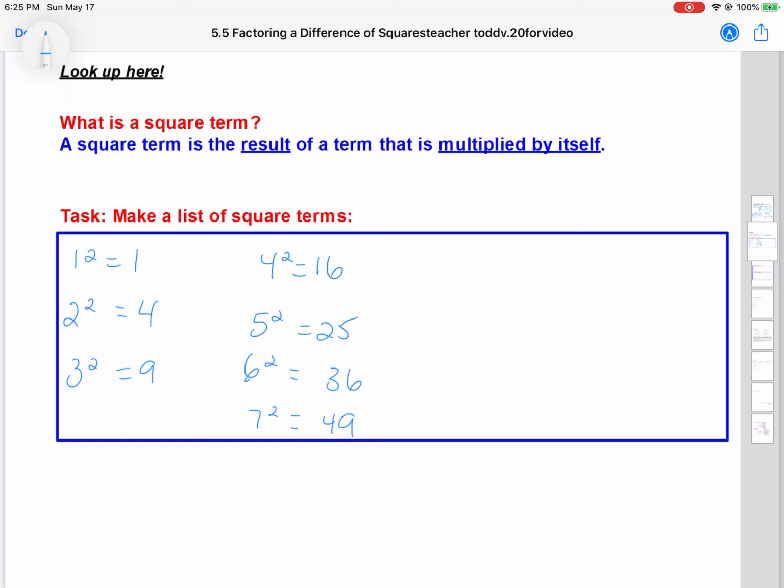Maybe you're not good with squares, but when you have a difference of squares, you're going to get a question that looks very unique. Hopefully that's a trigger to you: oh, I think this is a special case, so I need to be a little bit careful here.